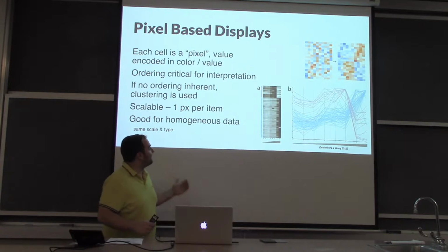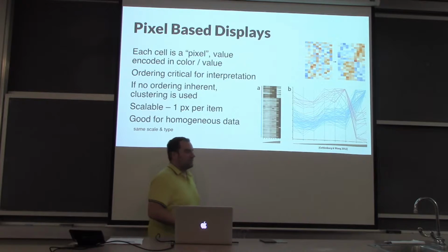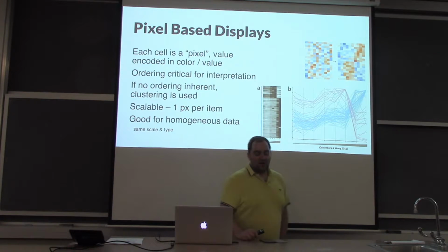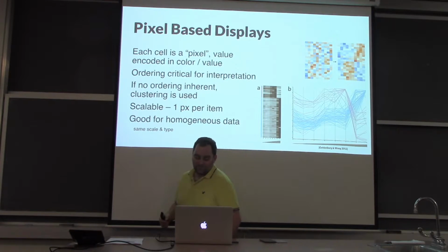It works for 1 pixel per item, so you can actually visualize as many data items as you have pixels on your screen, and if you use global ordering, you can probably even go beyond that.